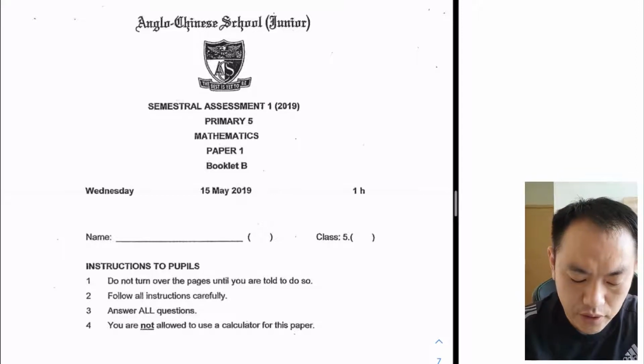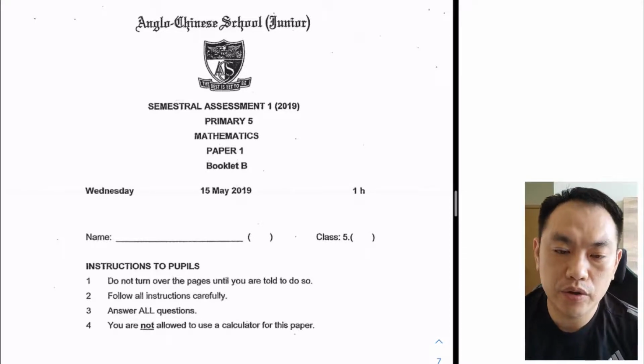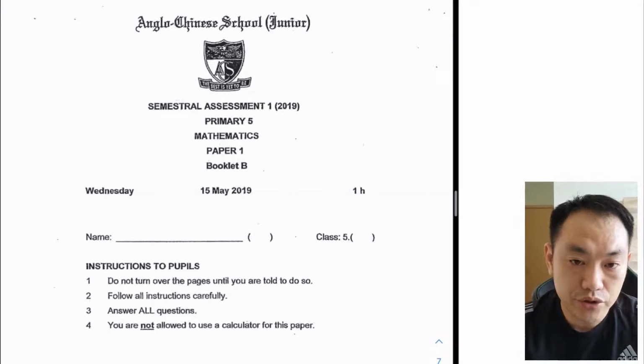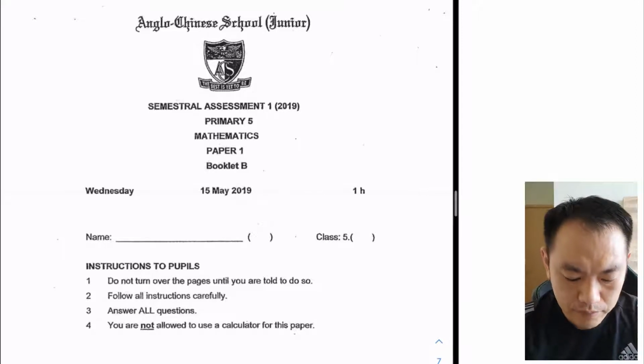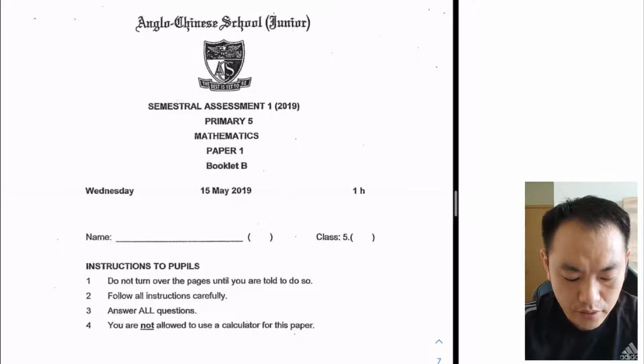This is the exam from the first semester. Before we start, I suggest you download the paper. You'll find a link in the information box. Try to do it by yourself, and then we will go through the paper together. Today I will be doing booklet B from paper 1.